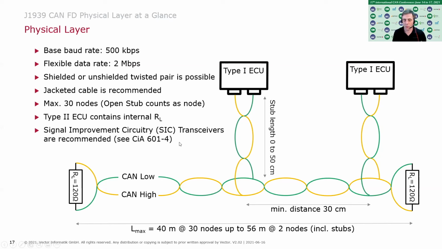So this is just an overview to give you an idea about the capability of this physical layer. It is limited to 40 meters at 30 nodes. This is probably an important detail. The overall length depends on the number of nodes you are planning to attach to your network. If you have only 2 nodes connected together, you can go to 56 meters, and the more nodes you have, the shorter the length of the network.